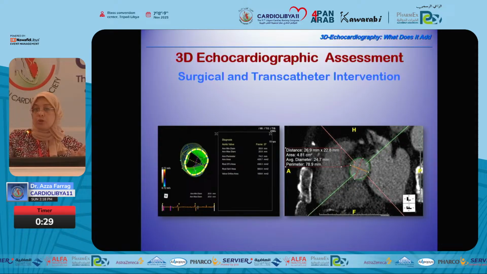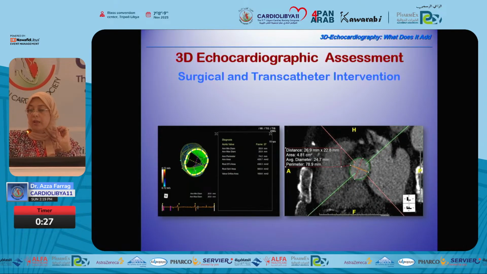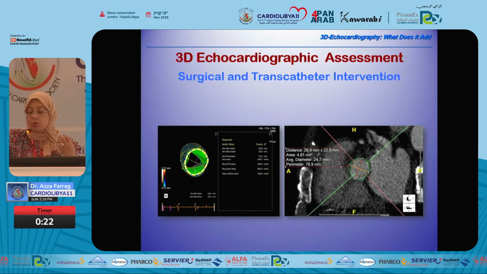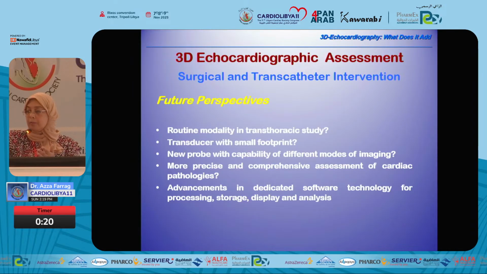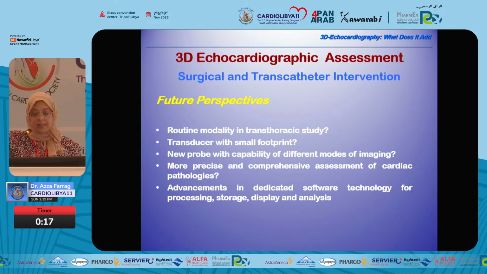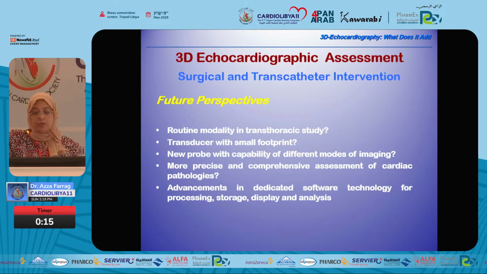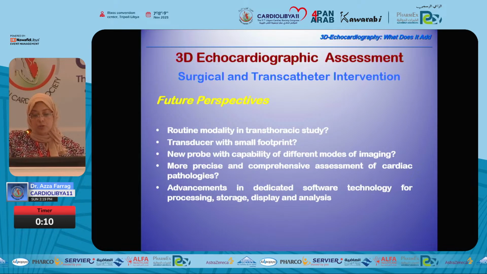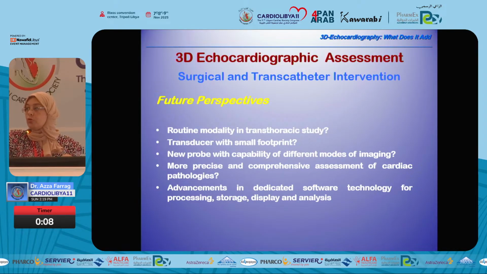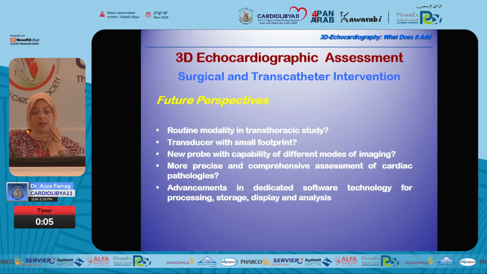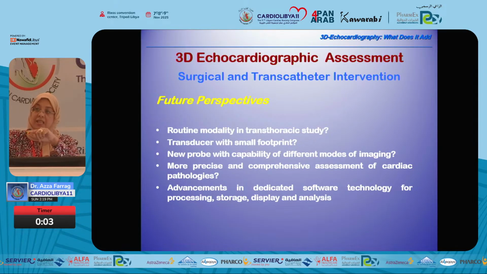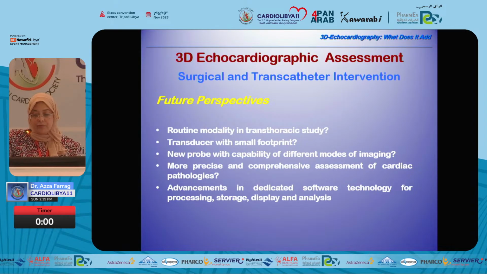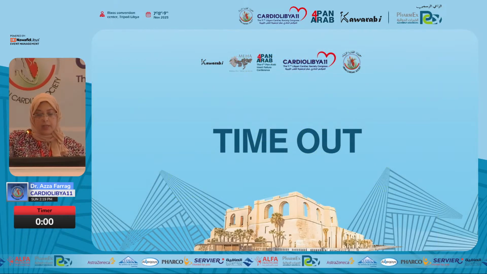There is a very good correlation. Dr. Haitham will talk about the cardiac CT, a very important correlation between the three-dimensional echo measurements for TAVI and the planning by CT. So our future perspective is that it is a routine modality in transthoracic study. Yes, a transducer with a small footprint is already brought to the market. You have very small probes nowadays, and there is a TE probe for pediatrics with some vendors. New probes with capability of different modes of imaging, 2D and 3D.